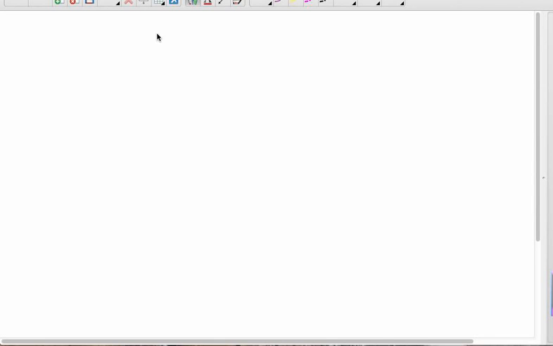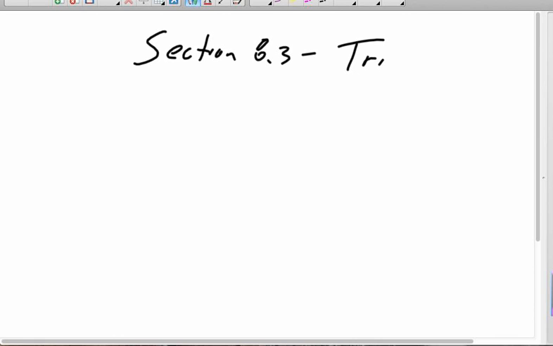So we're in section 8.3. We're going to talk about trig integrals, and this is integrating some of these trig functions. And again, these are ones that do not lend themselves well to use of the simple substitutions.